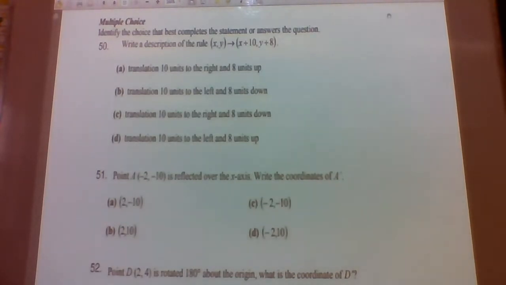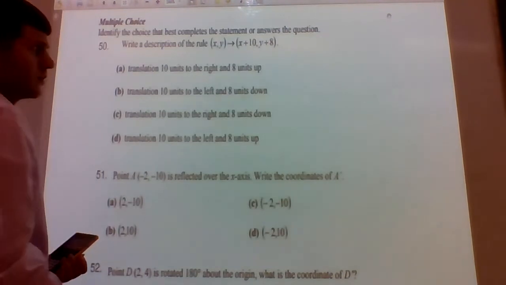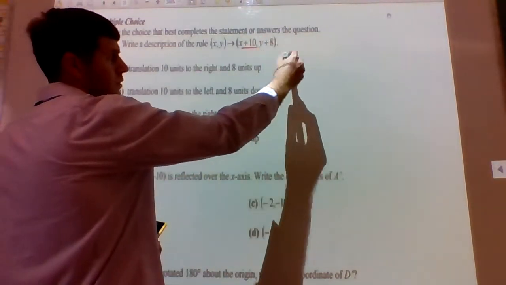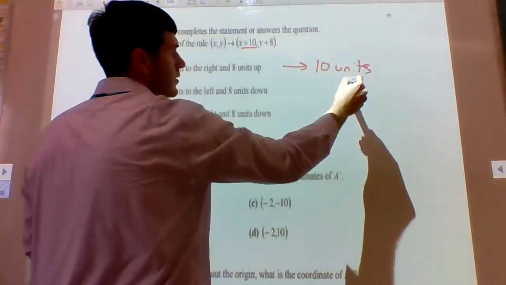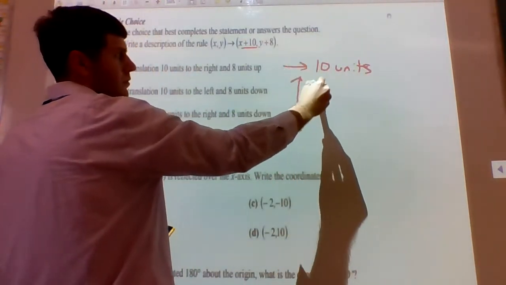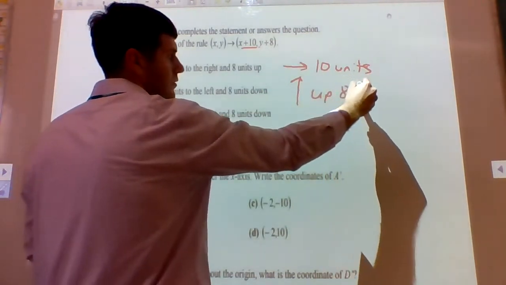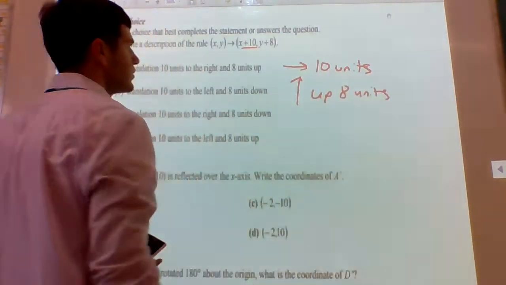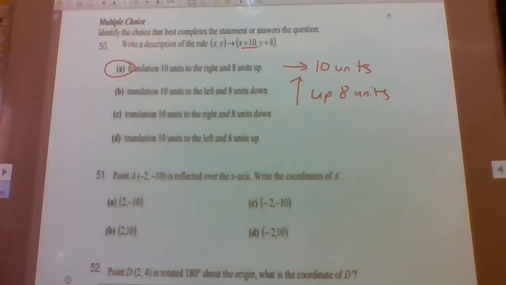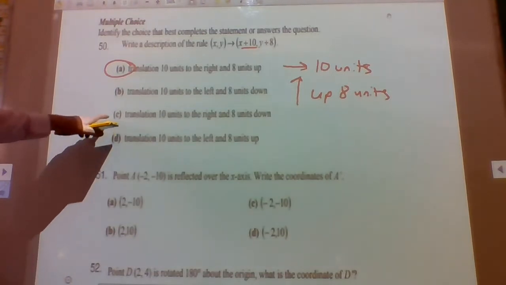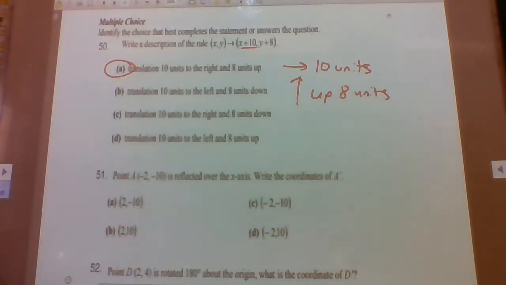Write a description of the rule xy goes to x plus 10, y plus 8. So x plus 10 means we're going to the right 10 units, and plus 8 means we're going up 8 units. So we're going to the right 10 units, up 8 units. That looks like A. It's a translation, 10 to the right, up 8. Yep, definitely A. Look, off to a good start already.